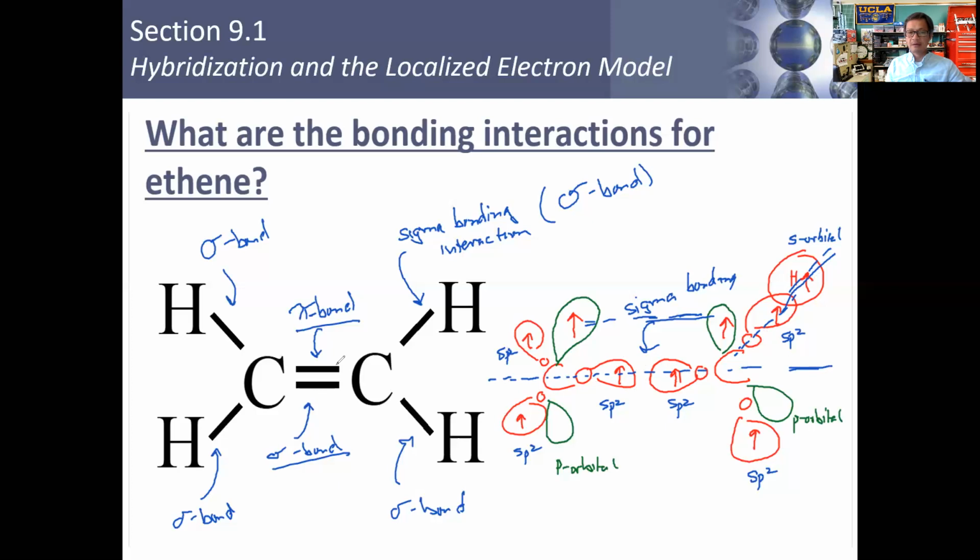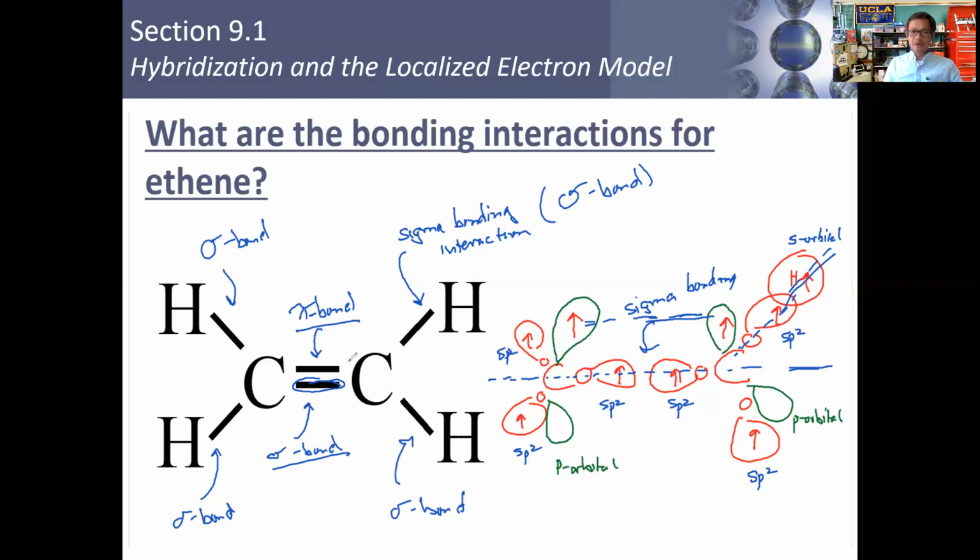It could have been either one here in the diagram, but I arbitrarily chose to show you that this bond of the double bond will be a sigma bonding interaction. Why? Because the two sp2 hybrid orbitals here are overlapping each other in such a way where they fall along a single line right there. So that's a sigma bonding interaction.